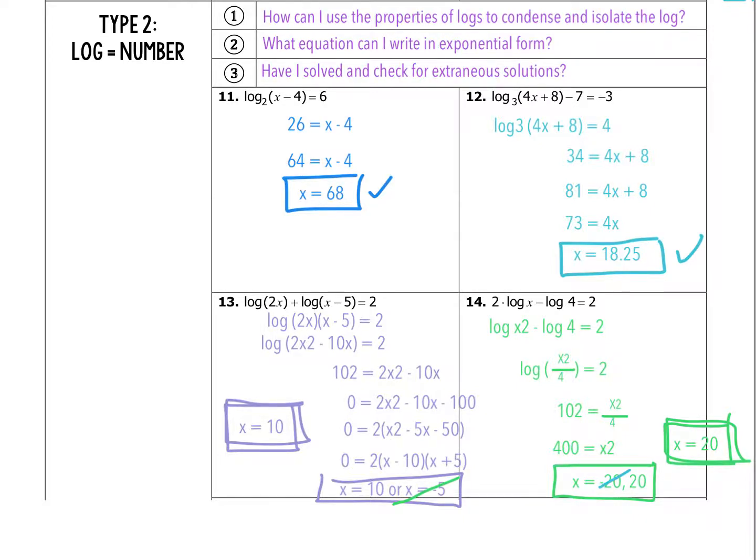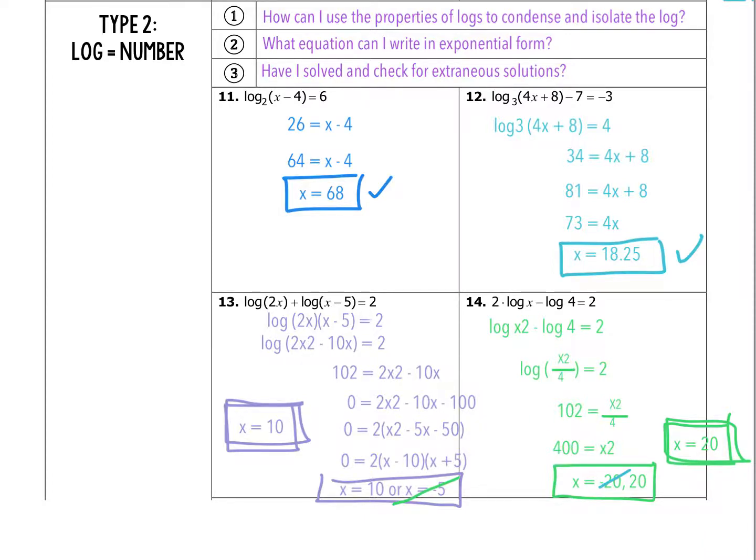And then I used the exponential form where I say the base to that power is equal to this value. So the base is a 10 because there is no other base written in. So 10 to the second is equal to this value. So 10 to the second is 100, but then at the same time, I need to solve for this x squared, so I multiplied by 4. So to get rid of the divided by 4, I multiplied both sides by 4. So 4 times 10 squared gives me 400.